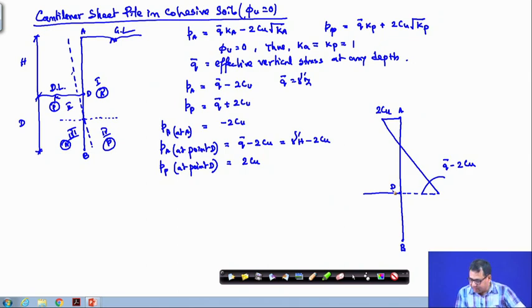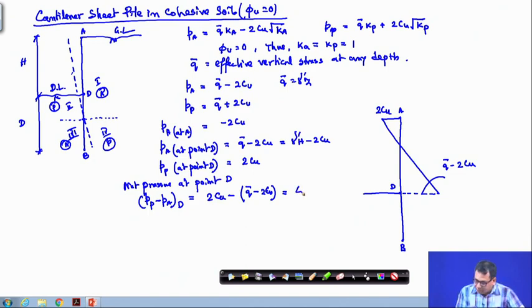So, I can write that this is active and the net pressure at point D, that is PP minus PA at point D, will be equal to PP is 2 Cu. This will be 2 Cu minus Q bar minus 2 Cu. Okay. So, this will be ultimately 4 Cu minus Q bar. So, this is the net earth pressure.